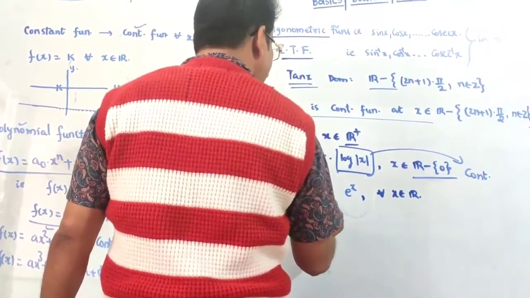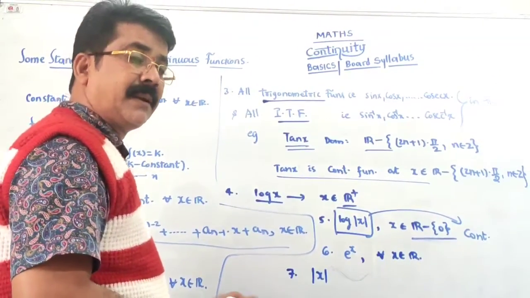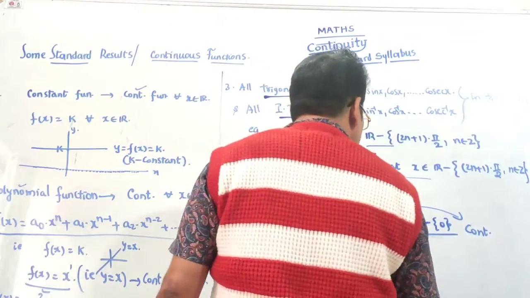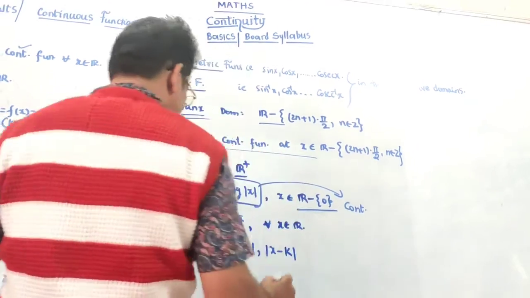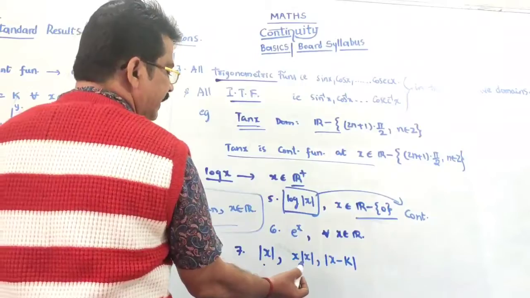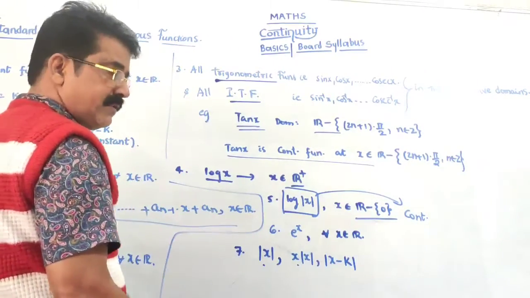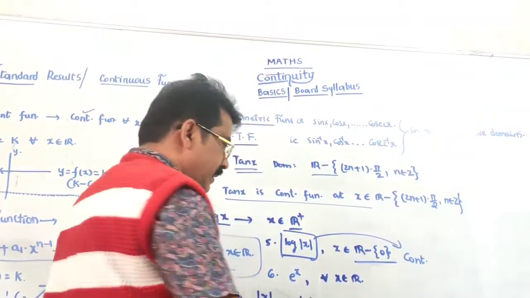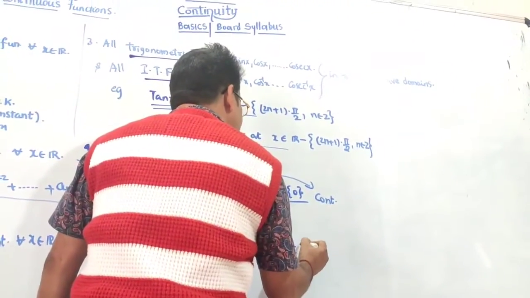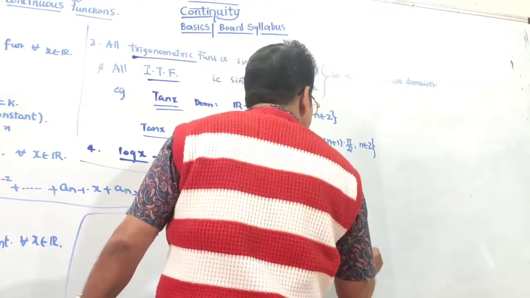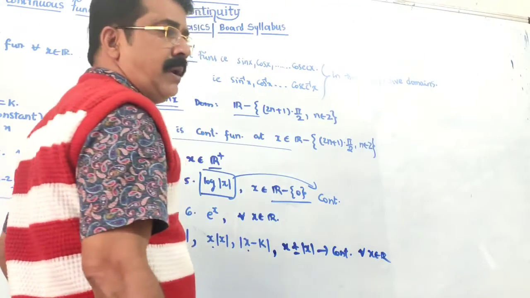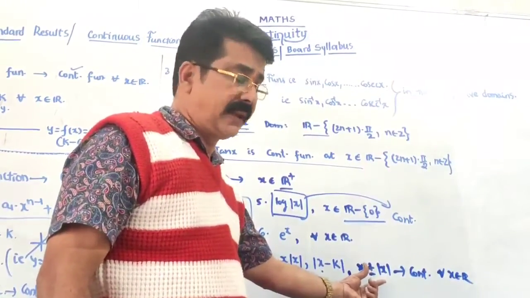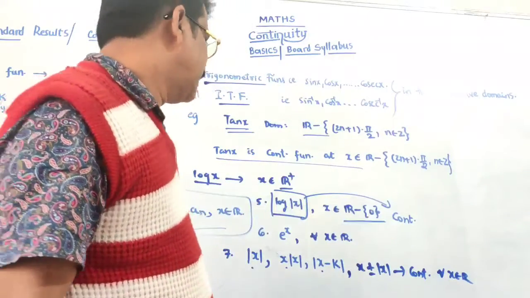Next, number 7. Modulus of x is always continuous for all x belongs to capital R. Remember, not only modulus of x: x into modulus of x, and modulus of x minus k, these are always continuous functions. Next, x plus or minus modulus of x is always a continuous function for all x belongs to capital R. So therefore, at x belongs to capital R, modulus of x, x into modulus of x, modulus of x minus k, x plus or minus modulus of x are always continuous functions for all x belongs to capital R.